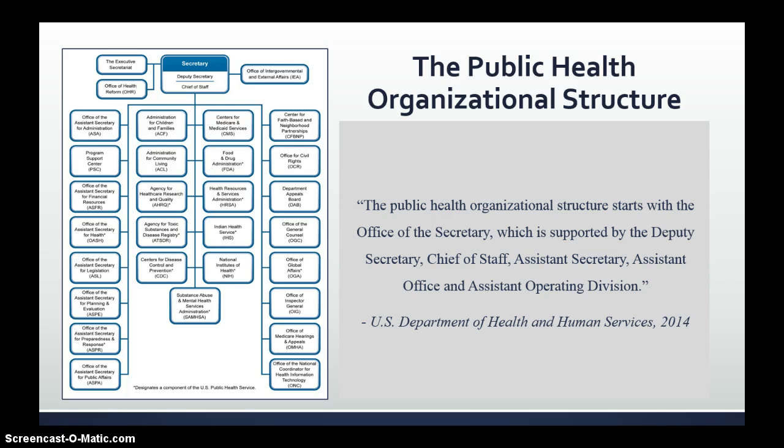The public health organizational structure is shown on the left-hand side. It starts with the Office of the Secretary, which is supported by the Deputy Secretary, Chief of Staff, Assistant Secretary, an Assistant Office, and Assistant Operating Division. That is by the U.S. Department of Health and Human Services, 2014.